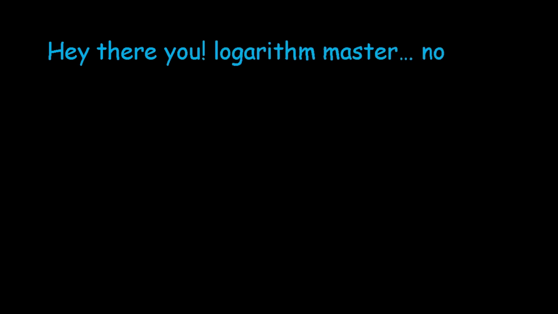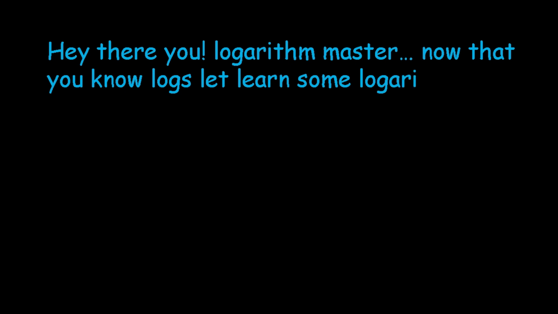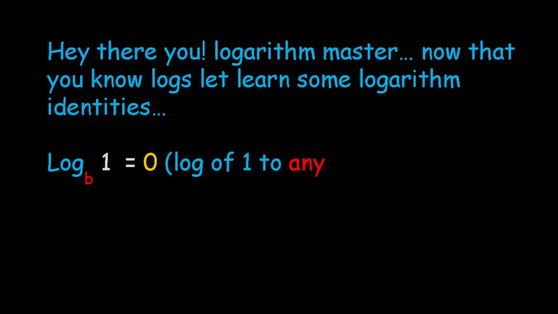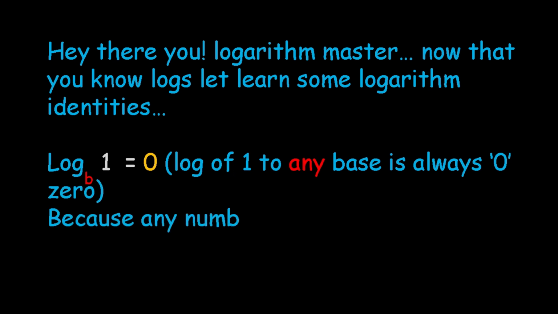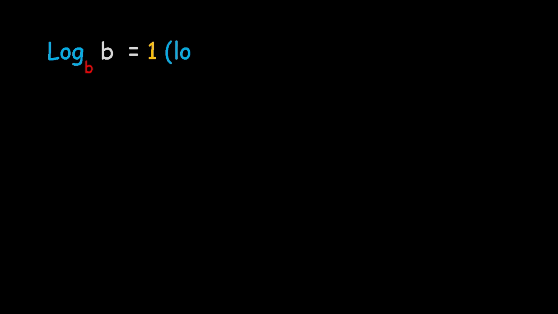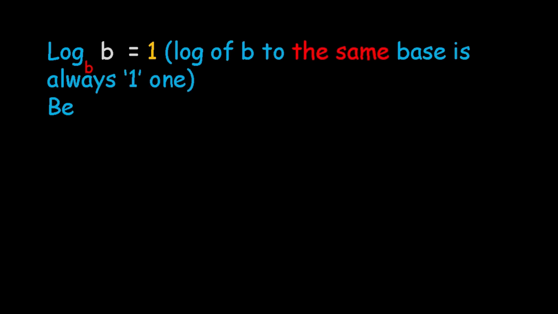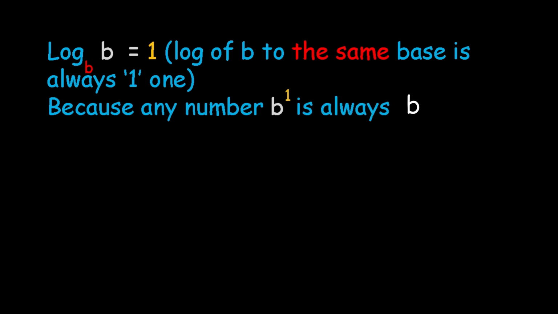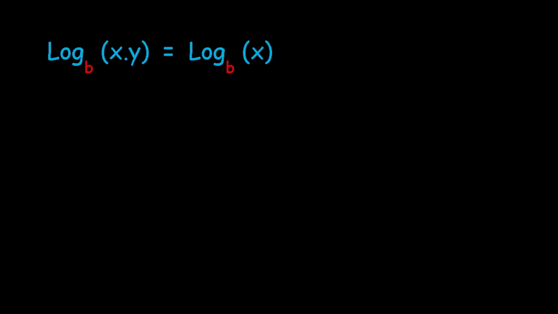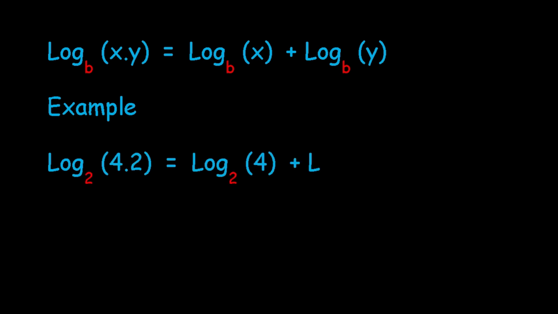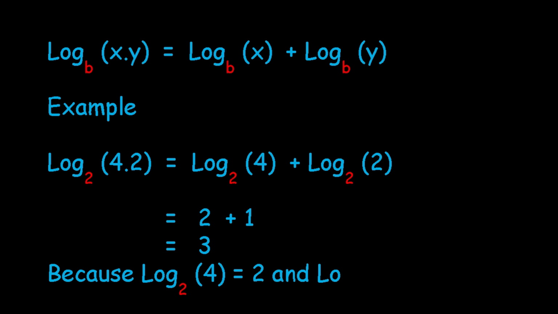Now that you have mastered logarithms, let us learn some logarithm identities. Log of 1 to any base will always be 0, because any number b raised to the power 0 is always 1. Log of b to the same base is always 1. Now log of x multiplied by y to the base b is equal to log of x to the base b plus log of y to the base b.